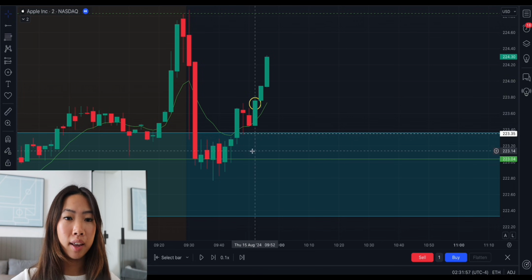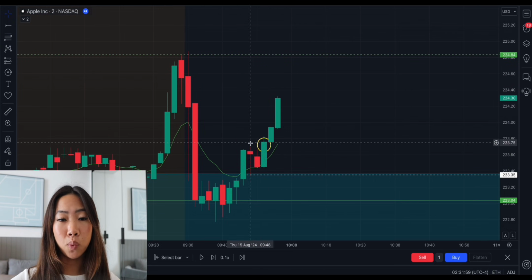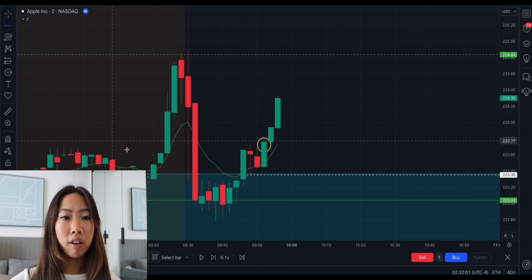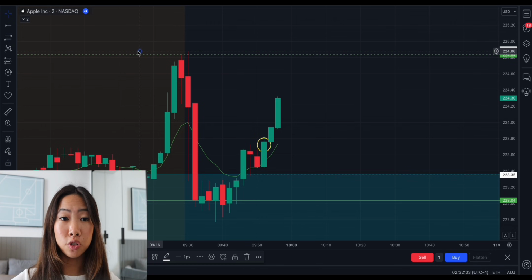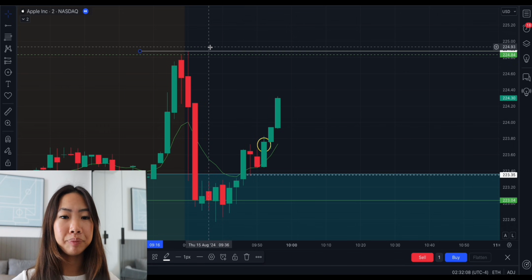We have a lot of room to run. Another thing to be aware of is when you're in a trade, be aware of where the high of day is, because that could also be a relevant area. So right there is high of day, that white line.